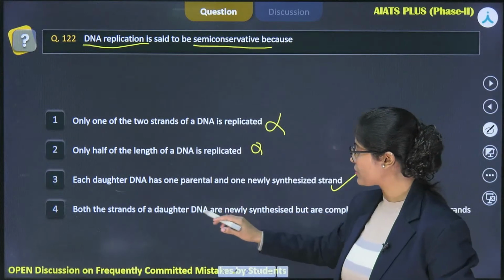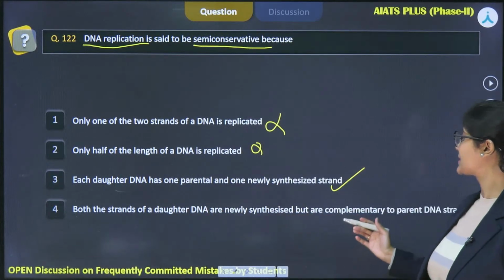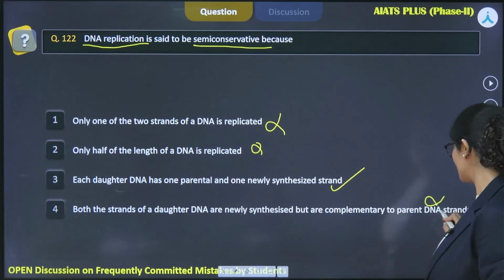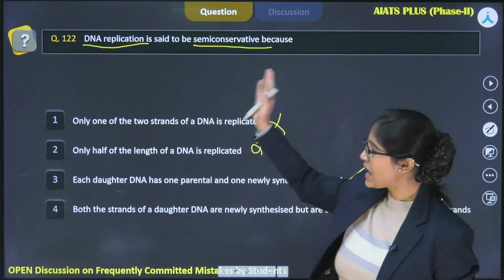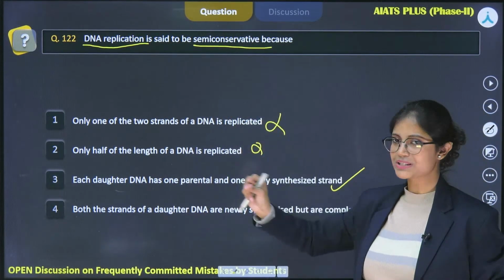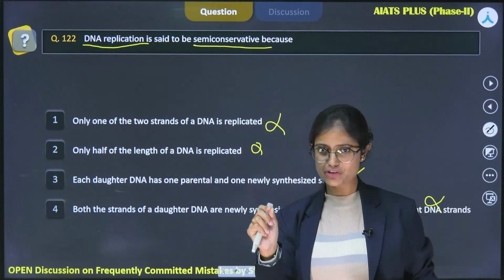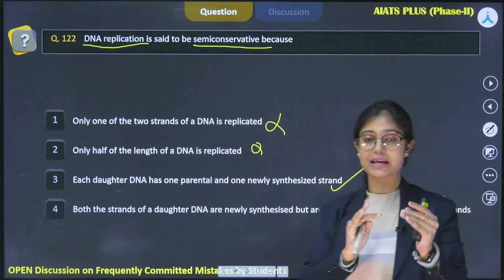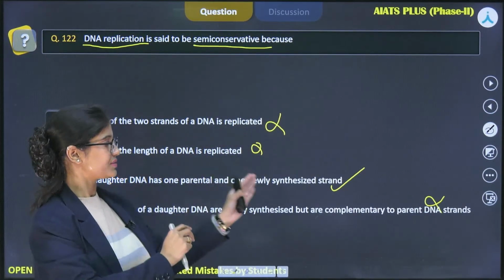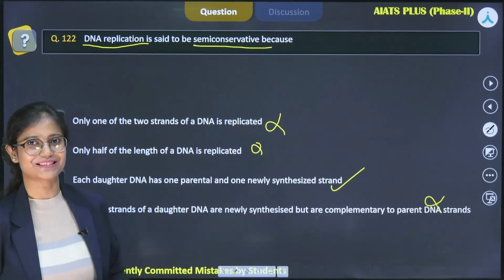Option 4, both the strands of the daughter DNA are newly synthesized but are complementary to parent DNA strands. So no, this is also not the case. So this is how we understood the concept of semi-conservative. All the options are quite close or similar to each other, but if you know the experiment and know how the DNA replication process has been proven, this is how we can hit the correct answer.